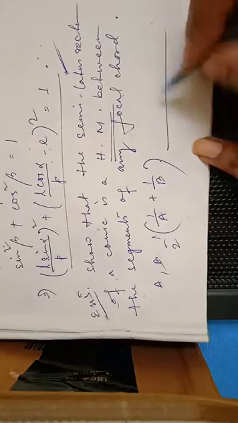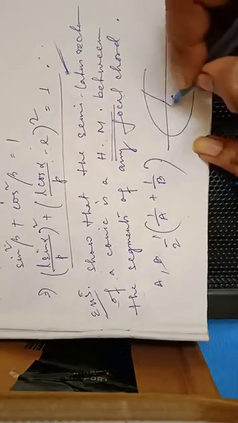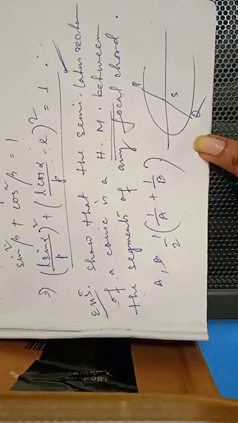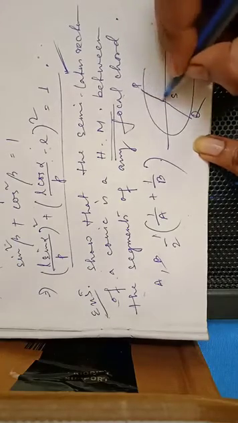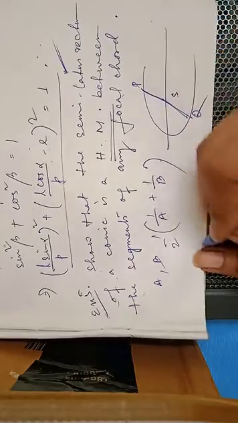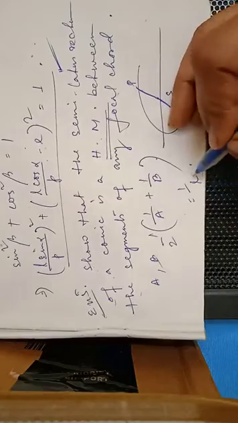So suppose this is our curve, this is the focus, and this is P, Q. So a focal chord means SP and SQ. That means we have to prove 1 by SP plus 1 by SQ equals half of this whole thing equals 1 by l, where l means the semilatus rectum.